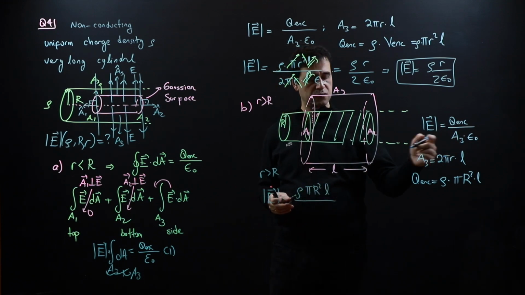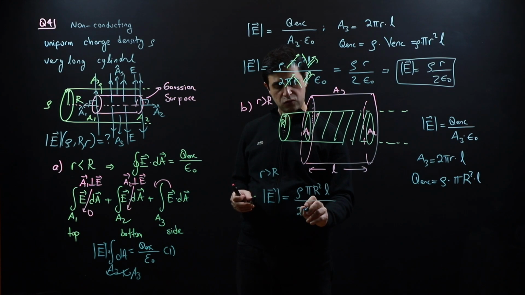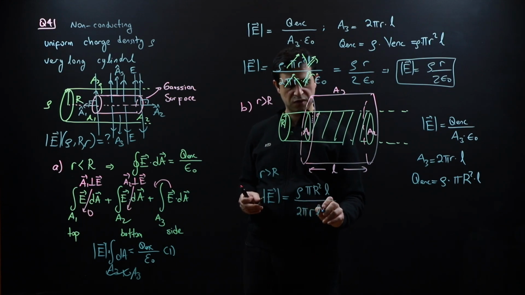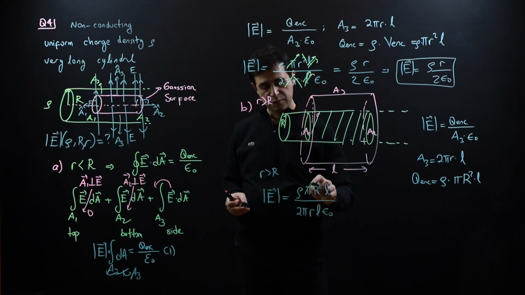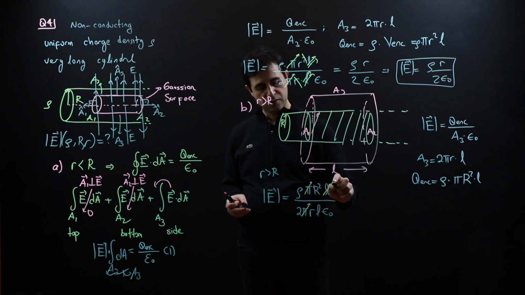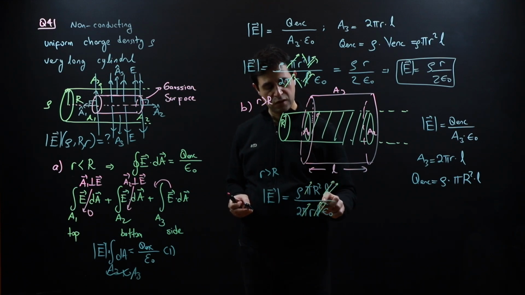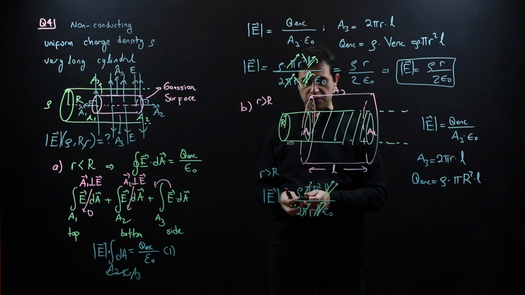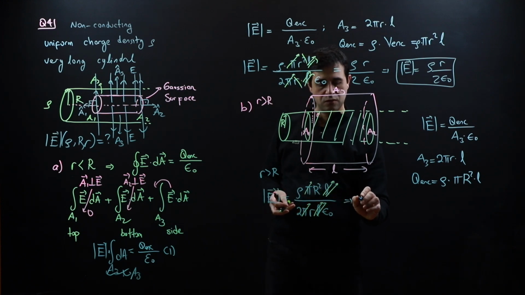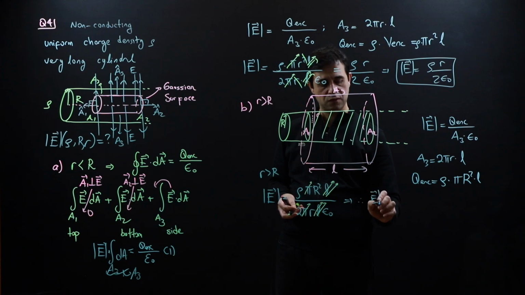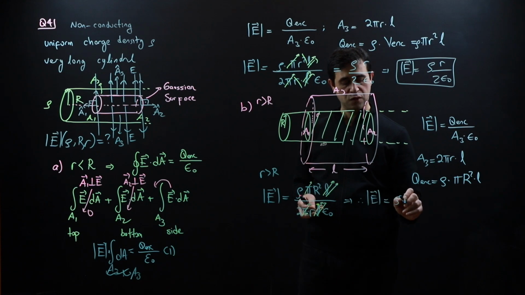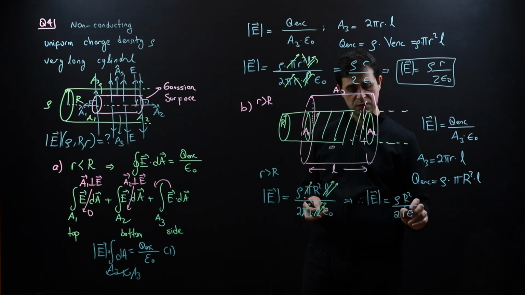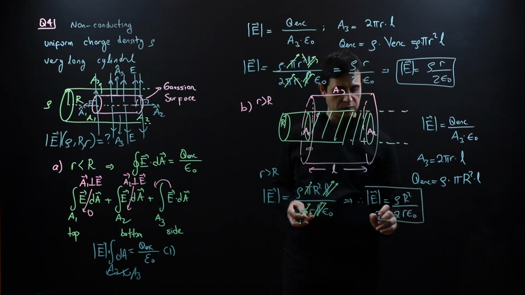And we are going to divide that by A3, and A3 is 2 pi small r, again, times L, times epsilon 0. Again, there are some cancellations, as you can see. This pi goes away, and L goes away, and we are left with the following. So let me write down the final equation in here. Therefore, the magnitude of the electric field when r is bigger than capital R is equal to rho R squared divided by 2 times r times epsilon 0. And let me put it in a box.